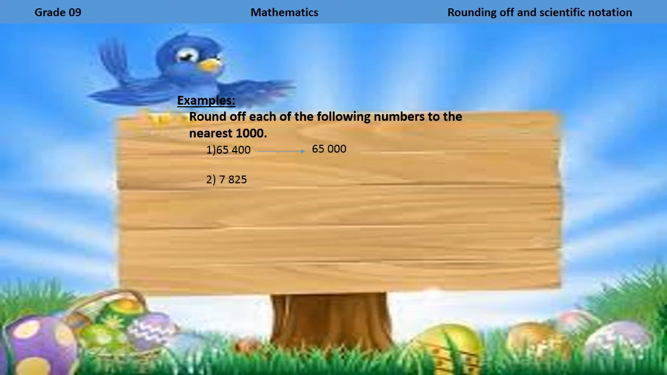7,825. The digit in the hundreds place is 8 and it's greater than 5. So we take the next thousand. 8,000. 71,200. 2 is less than 5. Then we take the previous thousand. 71,000.